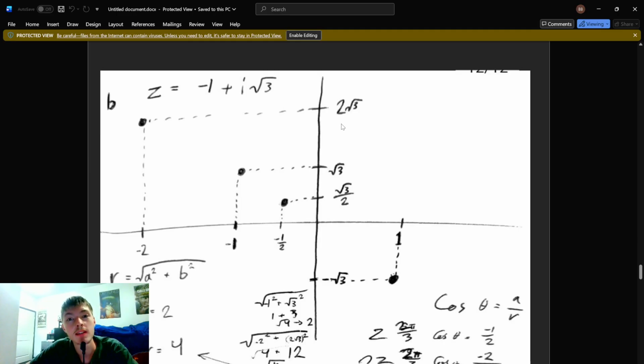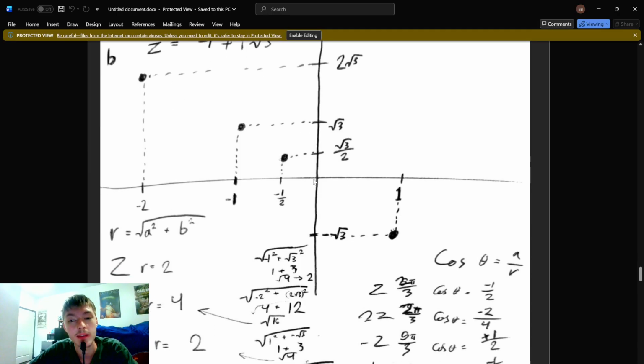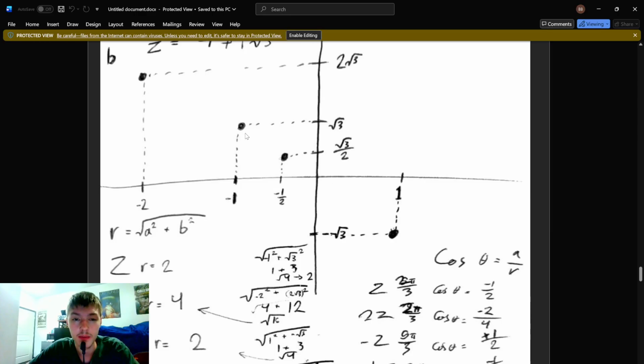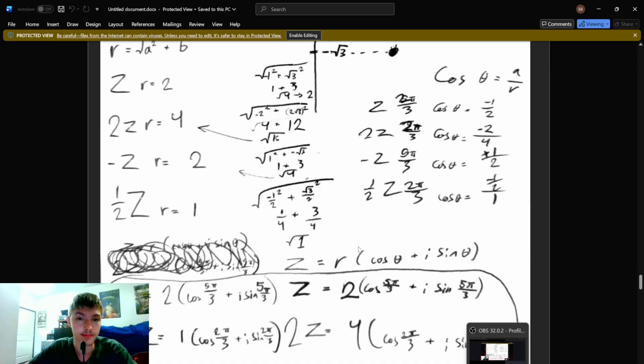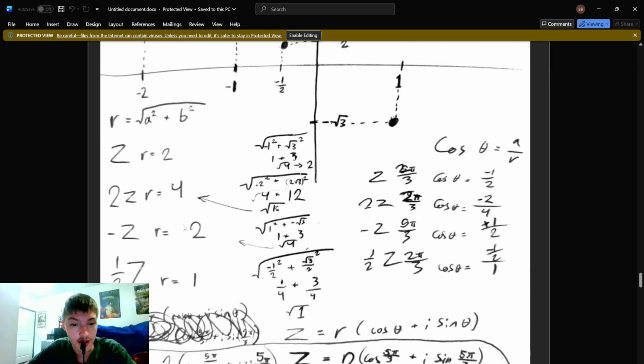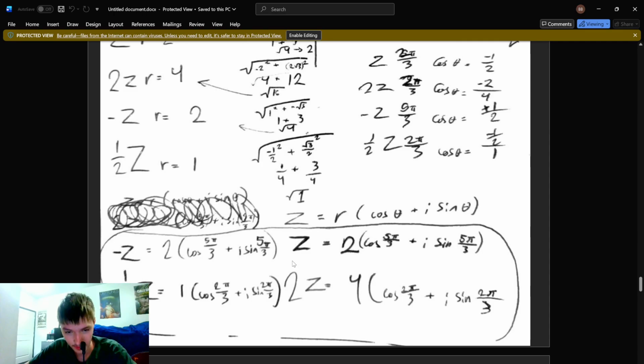This one, same situation: multiply by 2, scales up; divide by 2, scales down. Multiply by negative, it goes across the origin again, exactly the other side. These are my moduluses here. These are the arguments here.